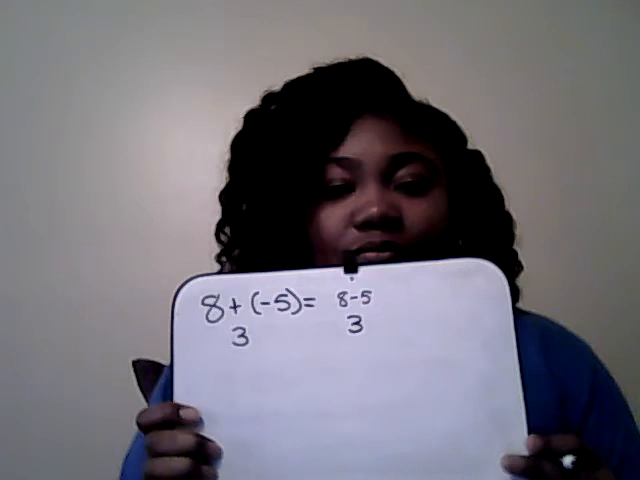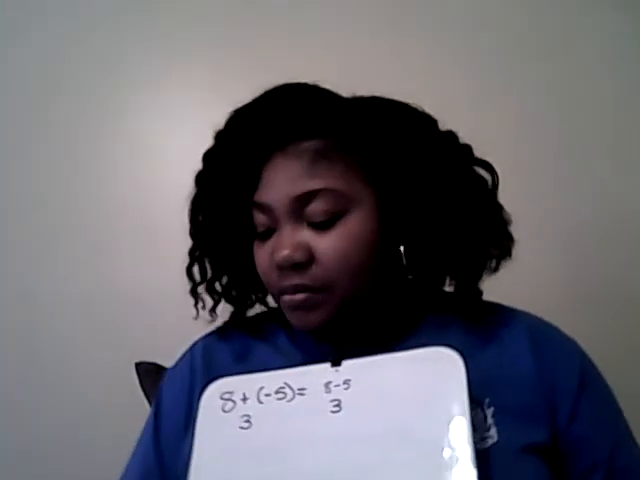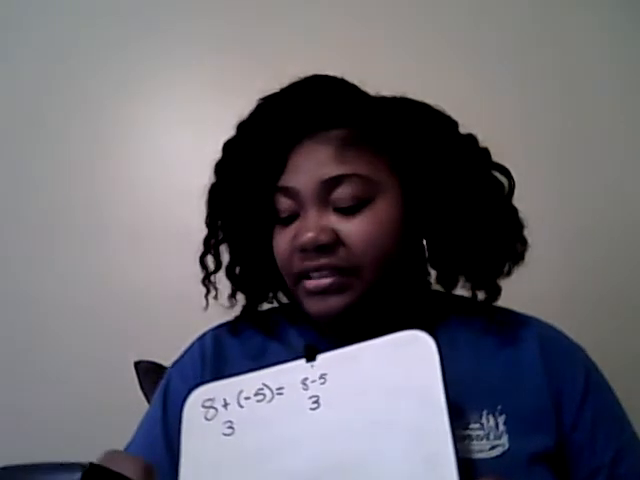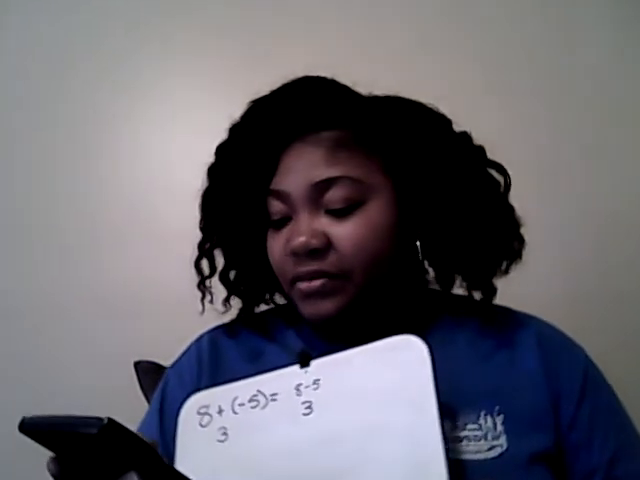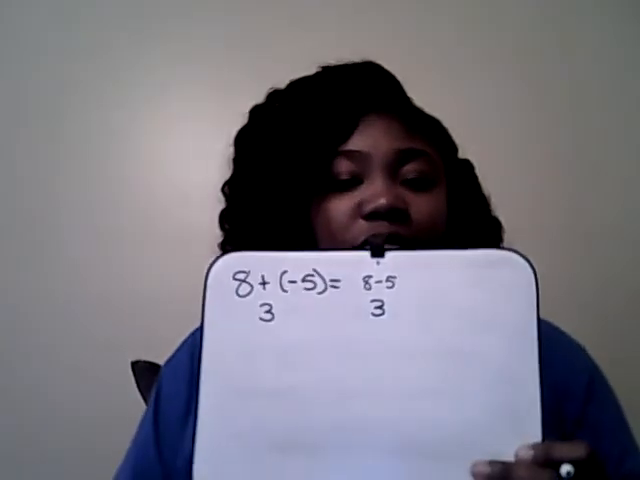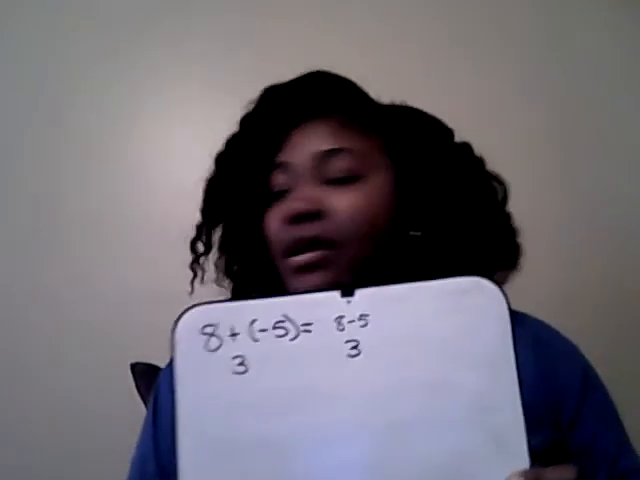Okay? So if you put it in a calculator, like saying 8 plus and then negative 5, you see in the calculator it's going to give you positive 3. Because it's just like you said, 8 minus 5. Okay? Alright, let's go to the next one.